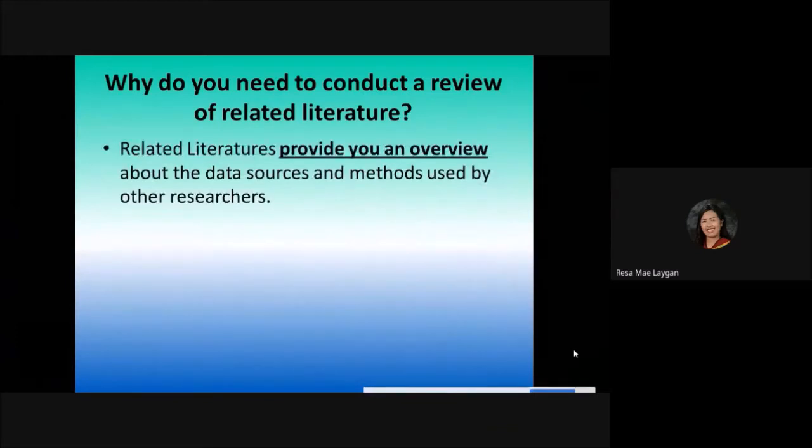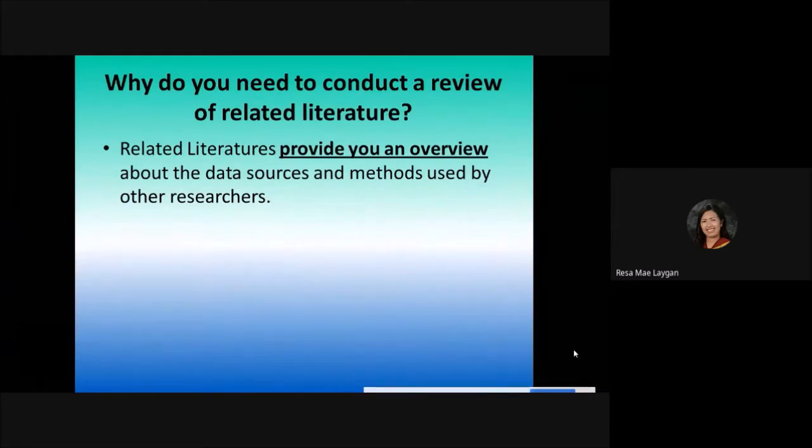So actually, related literatures provide you an overview about the data sources and methods used by other researchers. So you have this topic, you have the problem that you want to address, but you don't know what you're going to do. So you do review of related literature. So you read the literature made by other people or the researches made by other researchers.